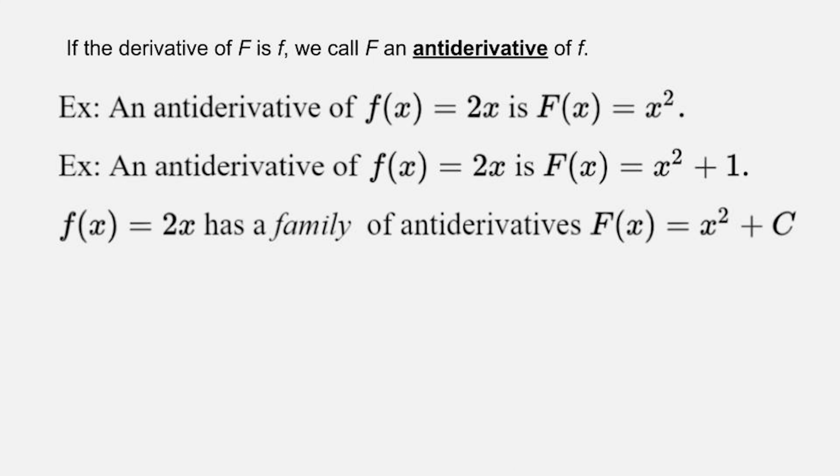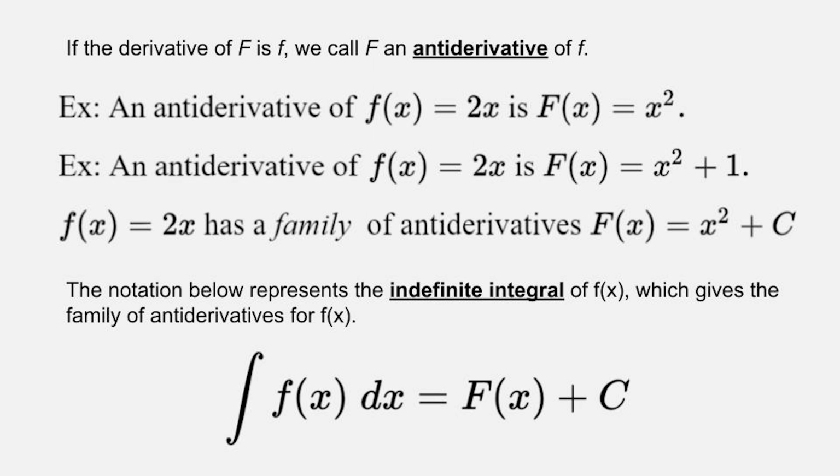And since these are all valid antiderivatives, we can represent all of these at once as the family of antiderivatives, and we call this x squared plus c, because that plus c represents any constant you could add to the end there, and so this really does represent all of the possible antiderivatives. And there's only one family of antiderivatives for any function that has an antiderivative. And the notation below is called the indefinite integral of the function f of x. And this gives the family of antiderivatives for f of x.